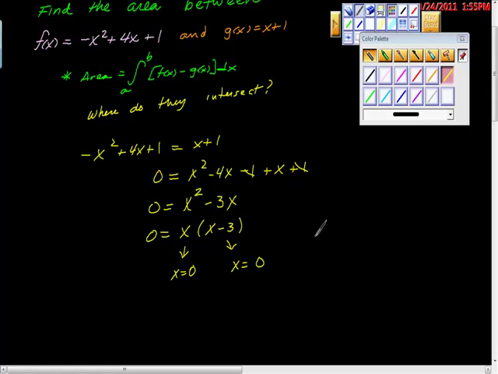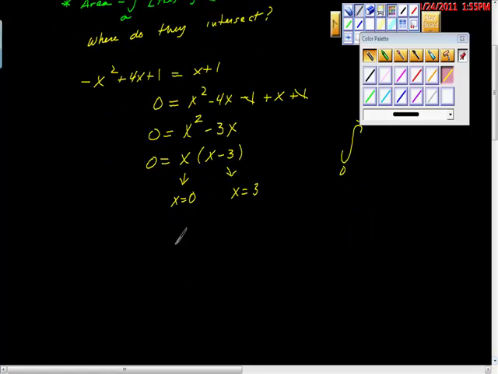Now we're trying to figure out the interval. They intersect at x is 0 and x is 3, so this 0 is that one, and this 3 is that 3. So there's some good news. Now the question is, which function is on top of the other one on that interval? Which is over the other?